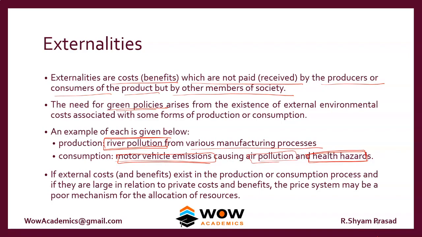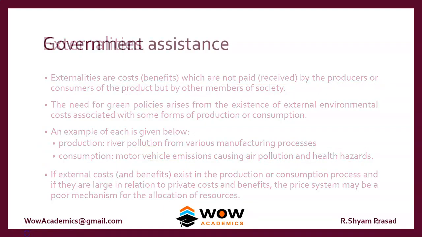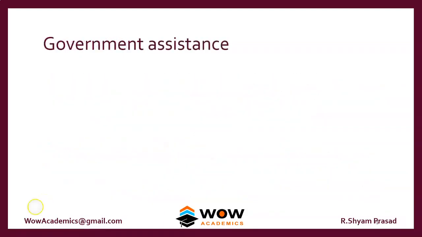policies. For example, for river pollution, they have to create strict regulations. Again, for motor vehicle emission, the government creates a taxing system. Based upon the vehicle's capacity, they create a tax. Okay, so that's how it is being done. So externalities are created by companies, and they are prevented by the government through regulation and taxation. So, government assistance.